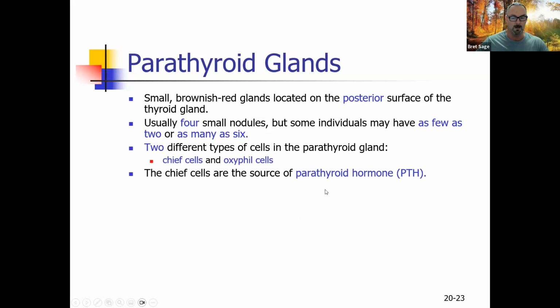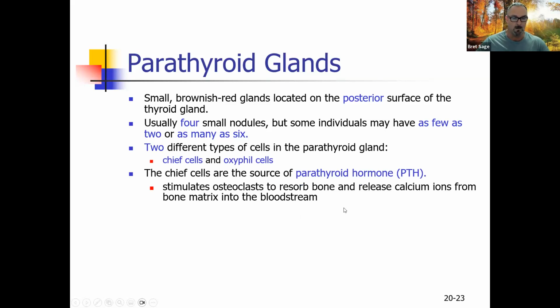Chief cells are producing a hormone called PTH, or parathyroid hormone. It stimulates osteoclasts to reabsorb bone and release calcium ions. So when this is produced, it means your calcium levels are low. You need to take it away from your bone so you can use it in places like blood clotting, nerve transmission, and muscle contraction. Stimulates calcitriol hormone synthesis in the kidney, which helps you absorb calcium from food more.